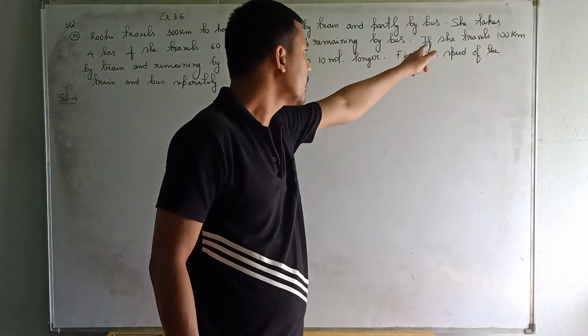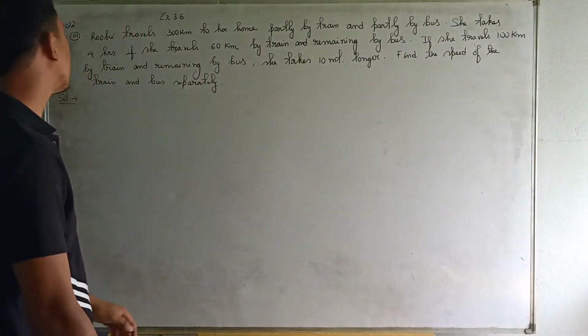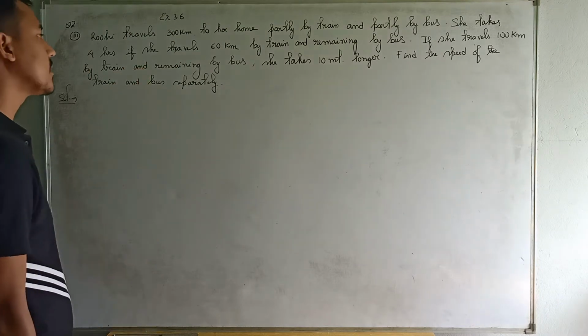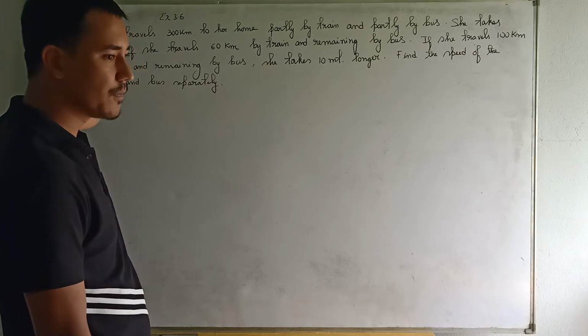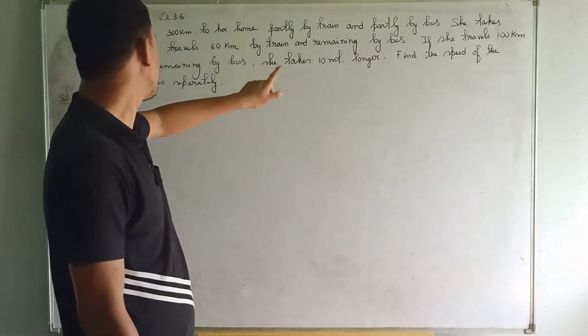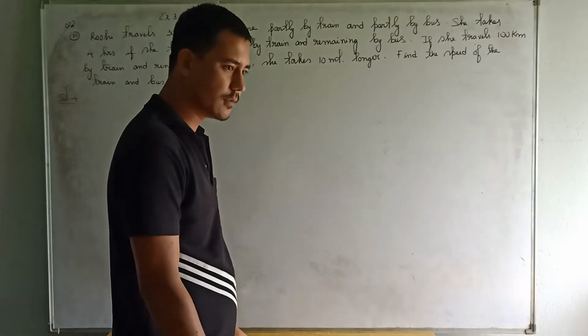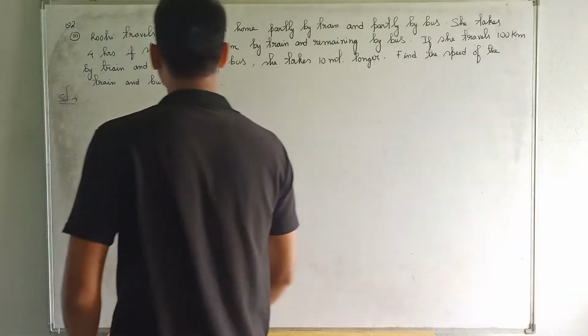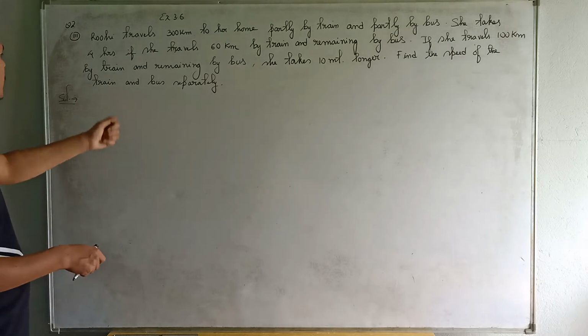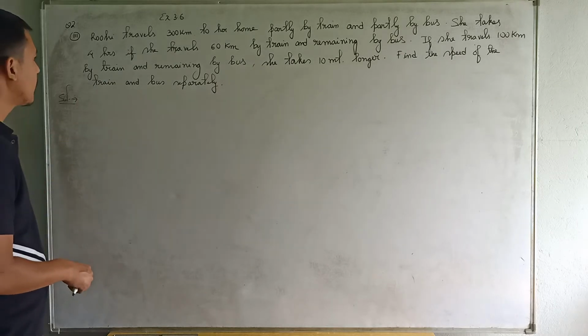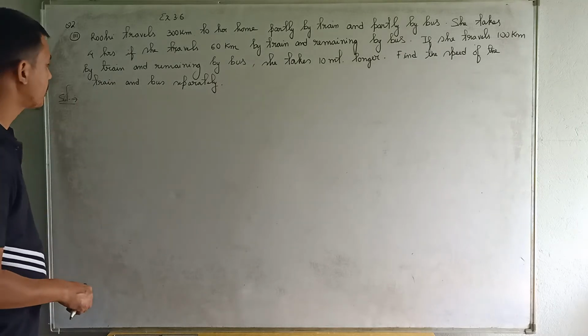The next part, if she travels 100 kilometers by train and the remaining by bus, she takes 10 minutes longer than the previous time. That means this time she's going to take 4 hours and 10 minutes. Find the speed of the train and bus separately. So you want to determine the speed of the train and the speed of the bus.